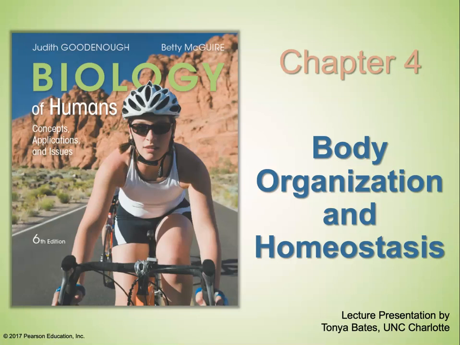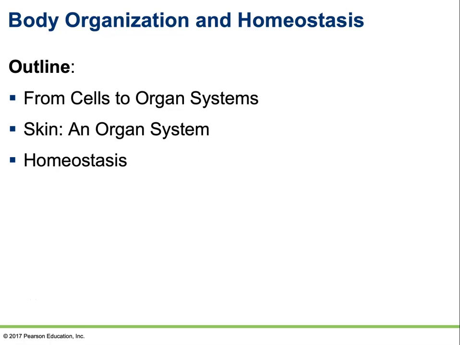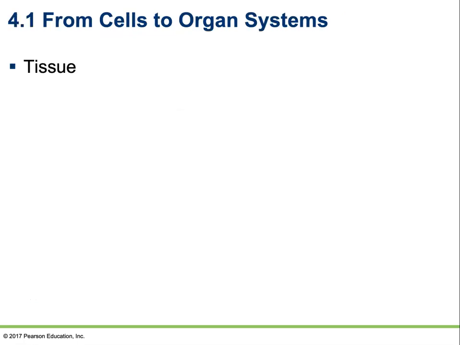All right, Chapter 4, Body Organization and Homeostasis. In this chapter, we're going to cover from cells to organ systems, skin and organ system, and homeostasis. So starting off, we've been slowly working our way through the different levels of biological organization. We started with atoms and molecules, worked our way up to organelles and cells, and now we're going to start focusing on the next level of complexity.